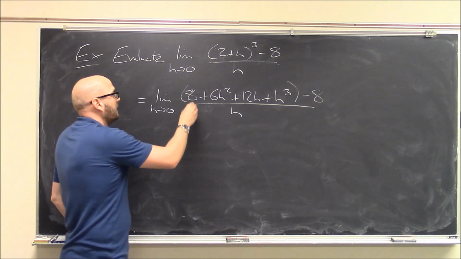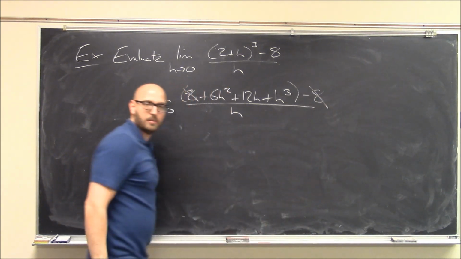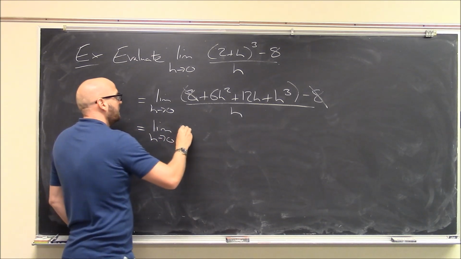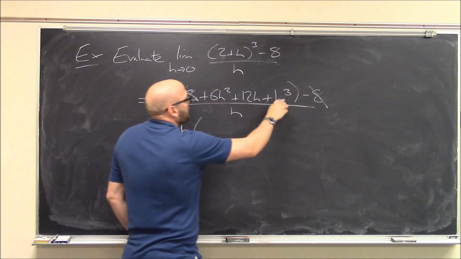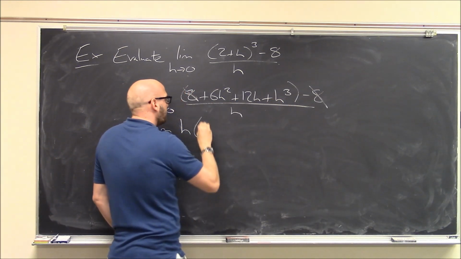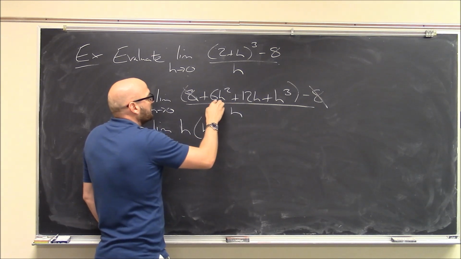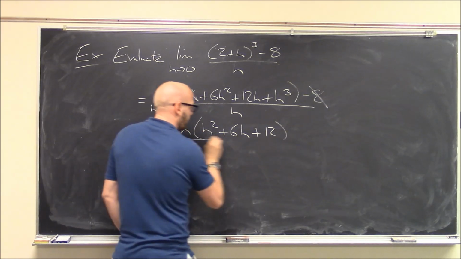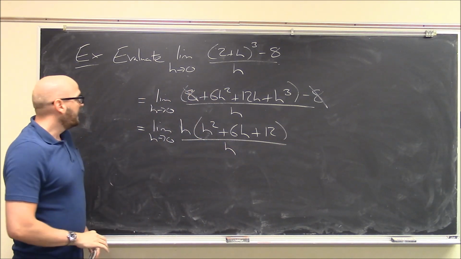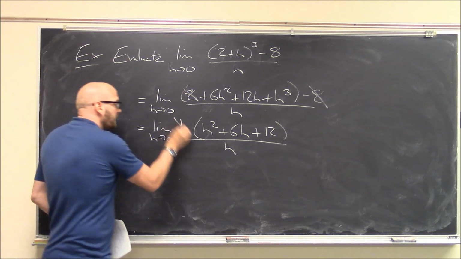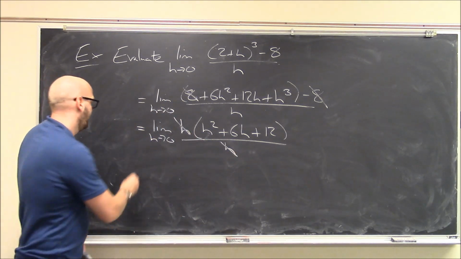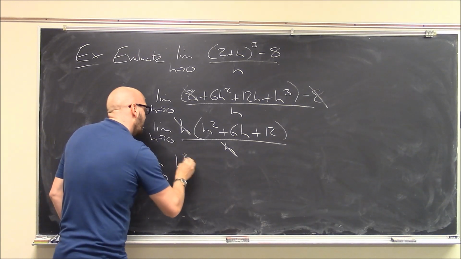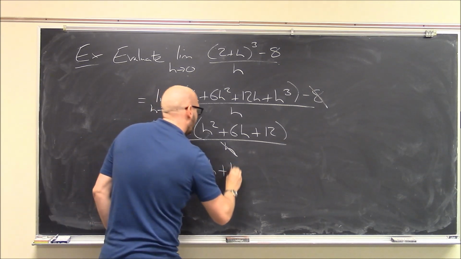Well, this is actually pretty good. This 8 here cancels with this 8 here, right? Plus 8 and minus 8. And on top, everything now has an h in it, meaning I can factor out an h. So this is h times, how about I write it in decreasing powers? Pulling out an h from this gives me h squared. Pulling out an h from this gives me plus 6h. Pulling out an h from this gives me plus 12, all over h. And now this problem of dividing by 0 goes away because it cancels. So we're taking the limit as h goes to 0 of h squared plus 6h plus 12.